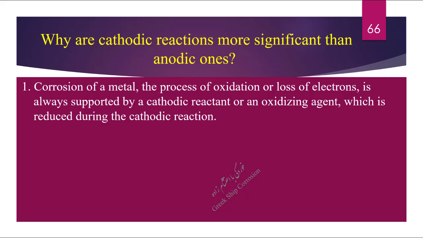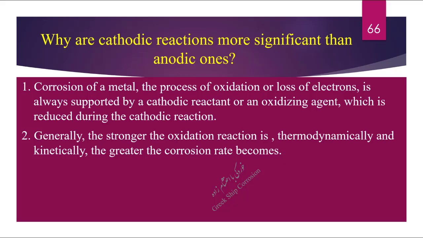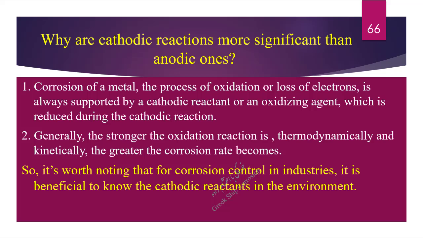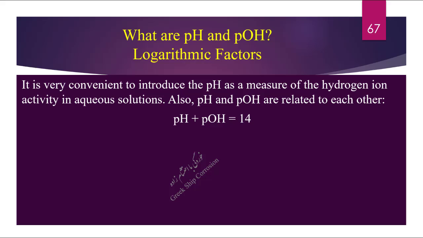1. Corrosion of a metal, the process of oxidation or loss of electrons, is always supported by a cathodic reactant or an oxidizing agent, which is reduced during the cathodic reaction. 2. Generally, the stronger the oxidation reaction is thermodynamically and kinetically, the greater the corrosion rate becomes. So it's worth noting that for corrosion control in industries, it is beneficial to know the cathodic reactants in the environment.